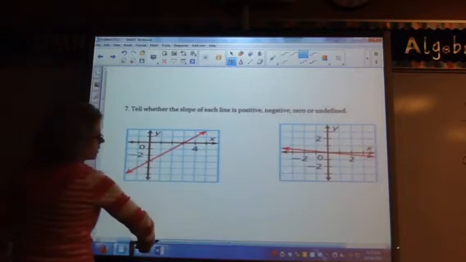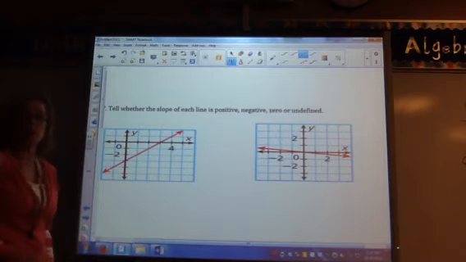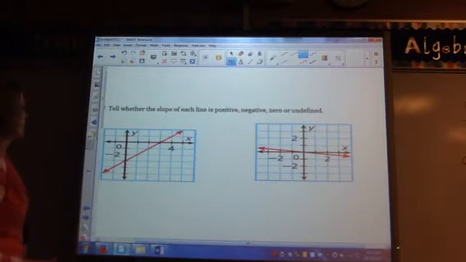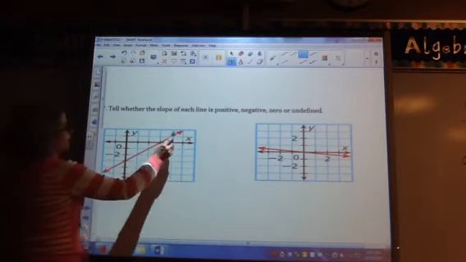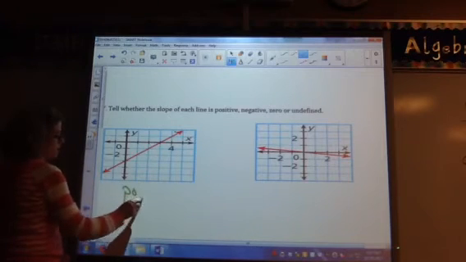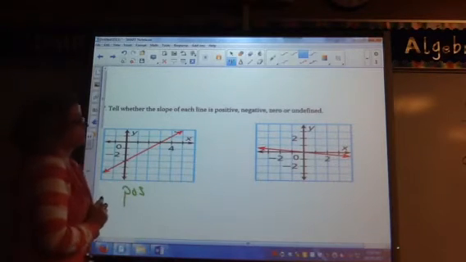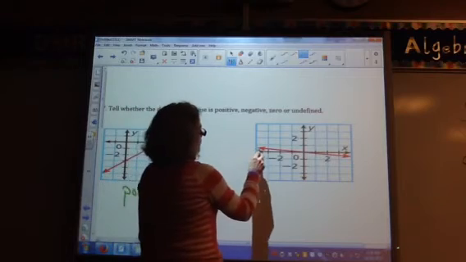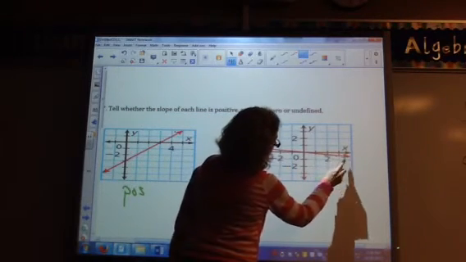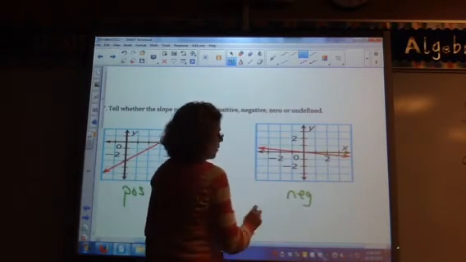Okay, now we're just going to look at some and tell you whether they're positive, negative, 0, or undefined. So from left to right, I'm going up, positive. From left to right, I'm going down a little bit, so it's negative.